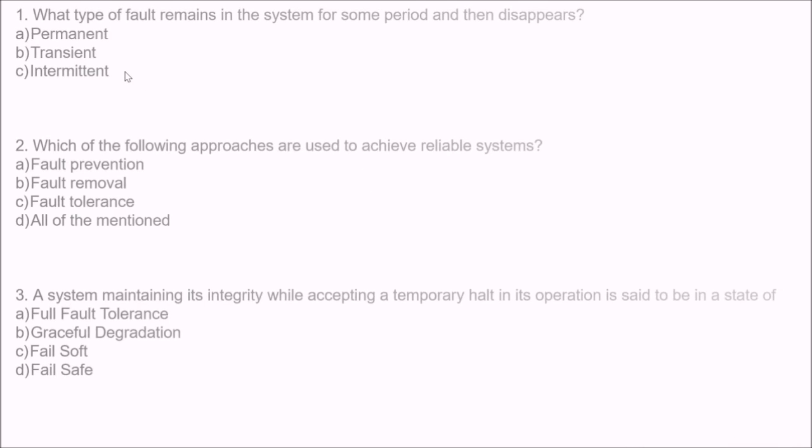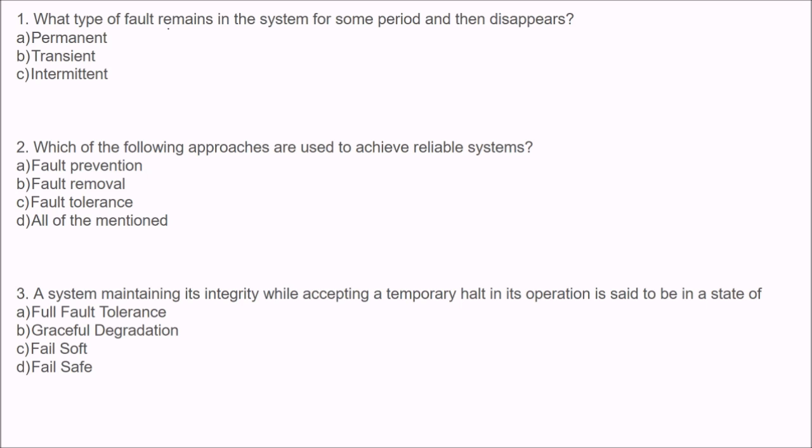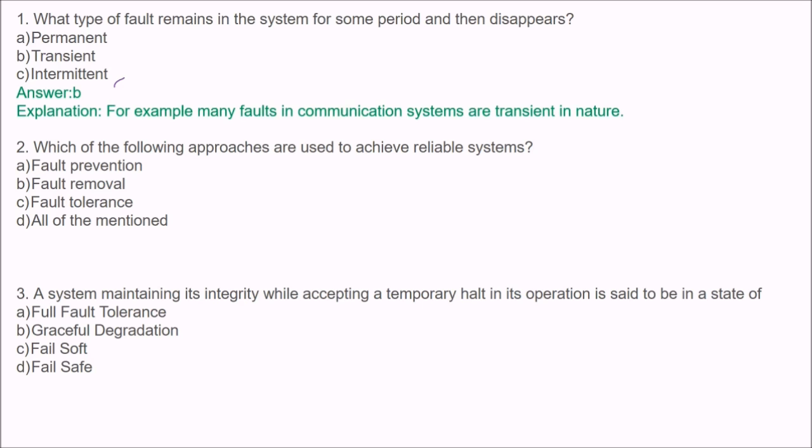Now let us see a few more MCQ questions on software engineering. This is fault tolerance, which we'll be talking about. The first question is, what type of fault remains in the system for some period and then disappears? Permanent, transient, or intermittent? The answer would be transient.